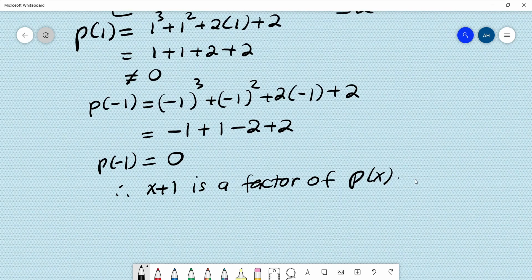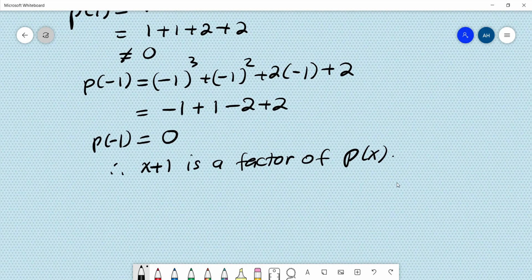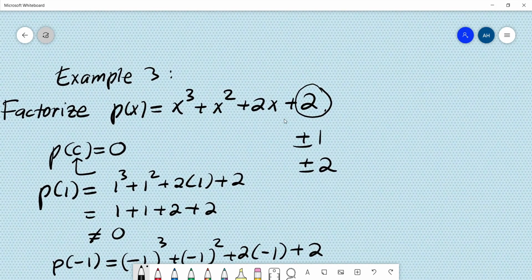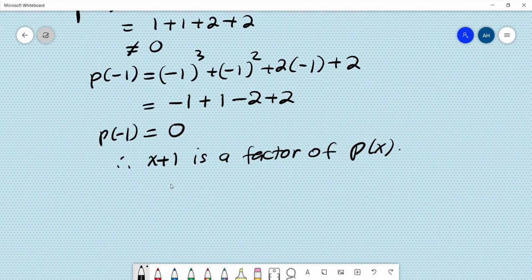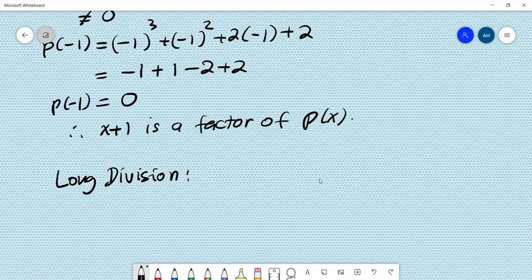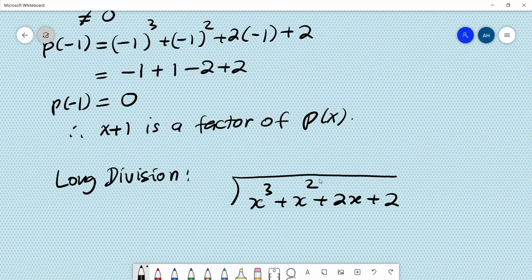Now, to find other factors, this time we do it by using long division. So let's do long division. That is, let's divide this polynomial by our first factor, that is x plus 1. Let's do long division to find other factors. We want to divide our polynomial, that is x cubed plus x squared plus 2x plus 2, by the first factor that we just found, that is x plus 1.